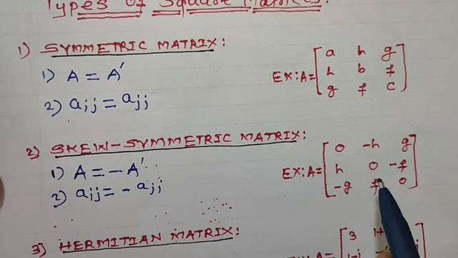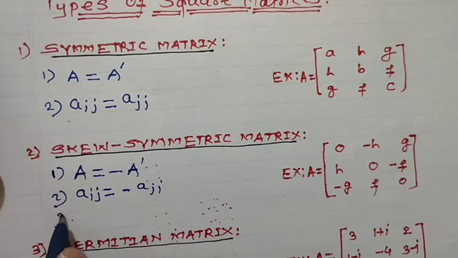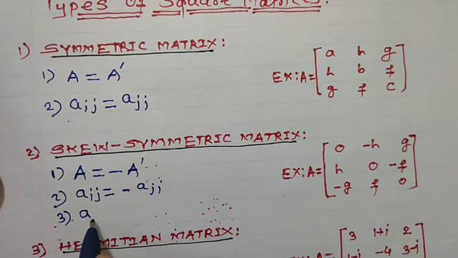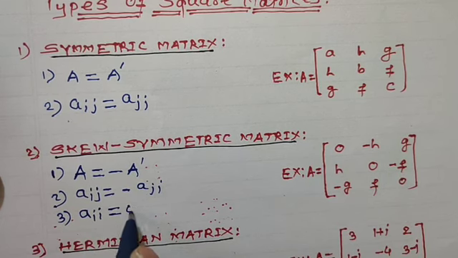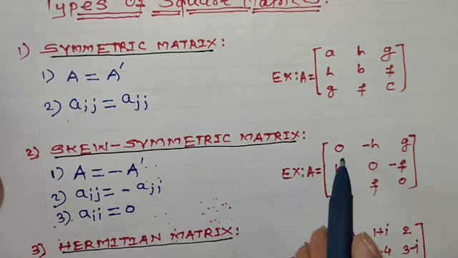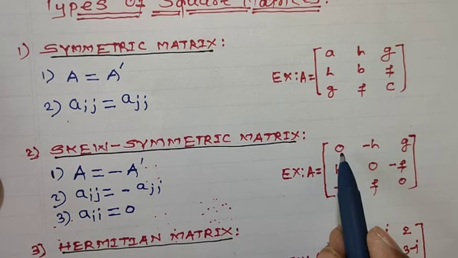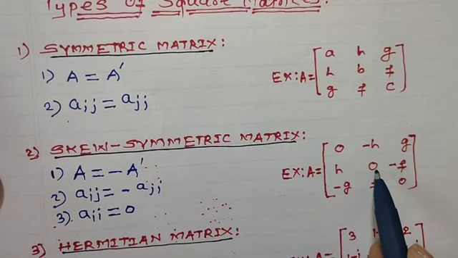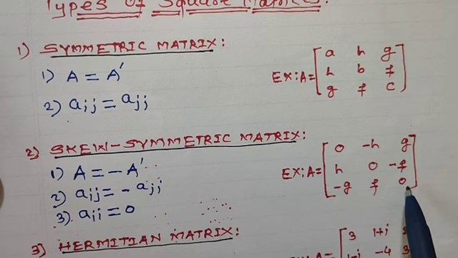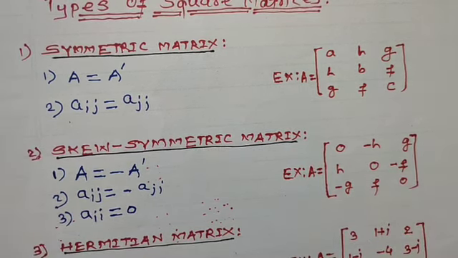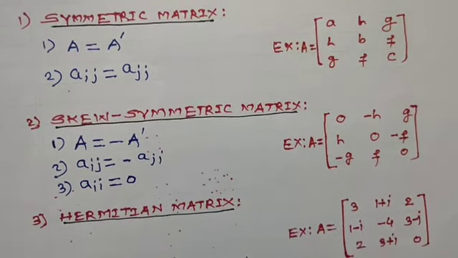And one more condition is there, the third condition, which is in terms of diagonal elements. In case of a skew symmetric matrix, all diagonal elements are 0. All diagonal elements are 0 means the element lying in first row, first column, second row, second column, and third row, third column, all principal diagonal elements are 0. This is the second type of square matrix.